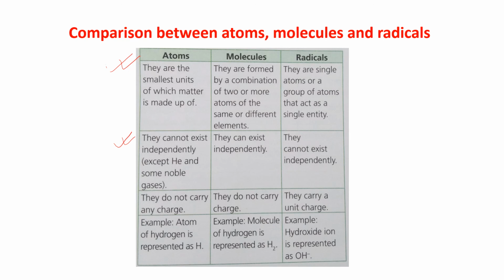Molecules can exist independently. Radicals cannot exist independently. Next, third point, atoms do not carry any charge. Molecules do not carry charge, and radicals carry a unit charge. Next, example: an atom of hydrogen is represented as H. A molecule of hydrogen is represented as H2. And the hydroxide ion is represented as OH minus.